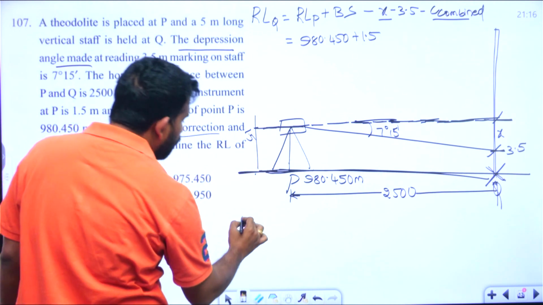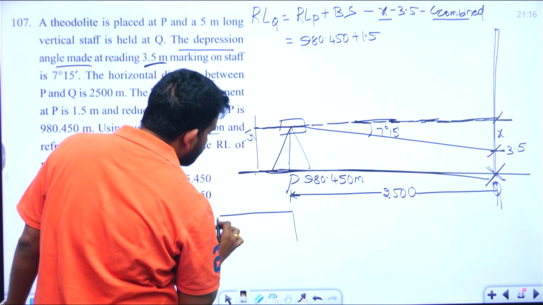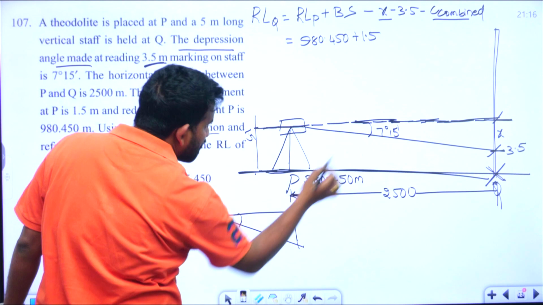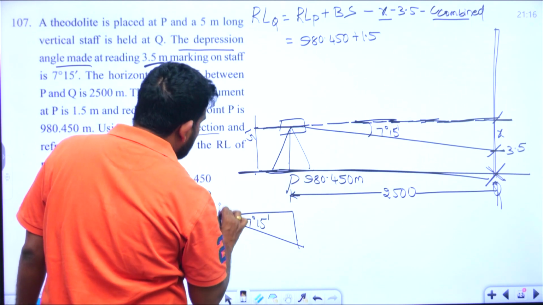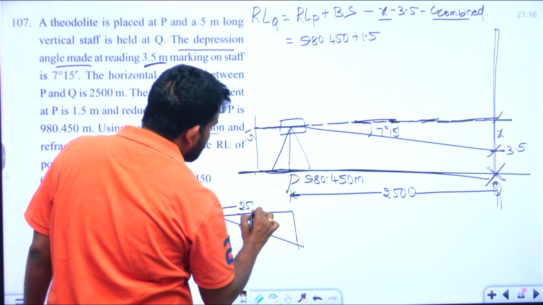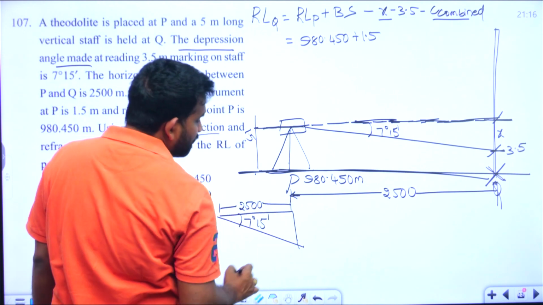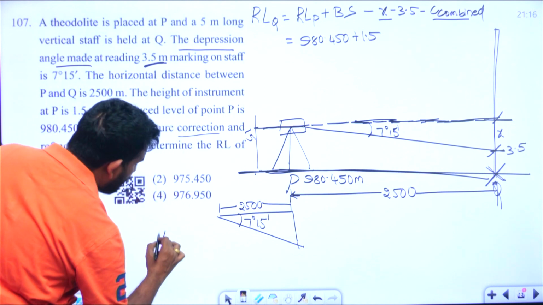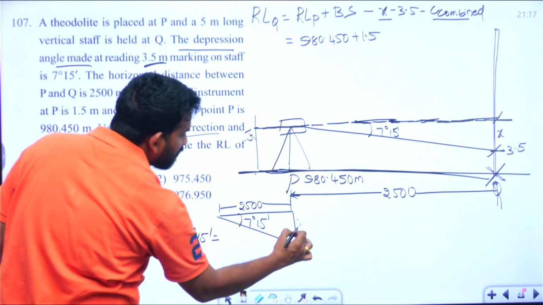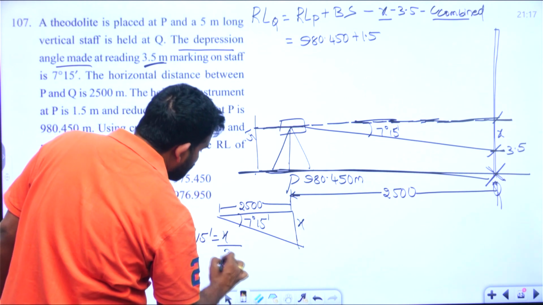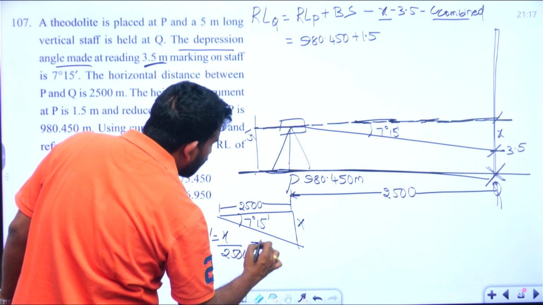That x will be found out from this trigonometrical function. Now this is the triangle, I am taking it out here. The angle is 7 degrees 15 minutes, and this distance is 2500. Now we will be able to apply tan 7 degrees 15 minutes equals opposite x upon adjacent, that is 2500. From here we will be able to find out the value of x.